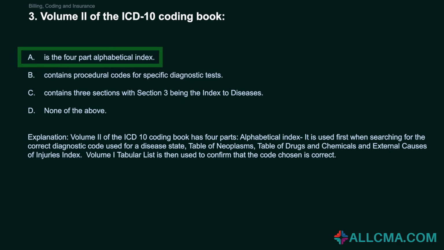Volume 2 of the ICD-10 coding book has 4 parts. Alphabetical index. It is used first when searching for the correct diagnostic code used for a disease state. Table of neoplasms, table of drugs and chemicals and external causes of injuries index. Volume I tabular list is then used to confirm that the code chosen is correct.